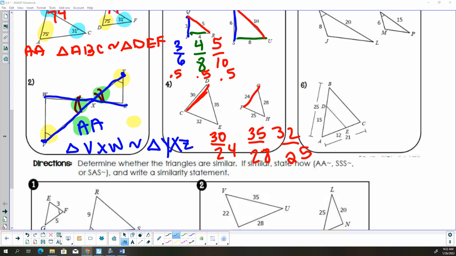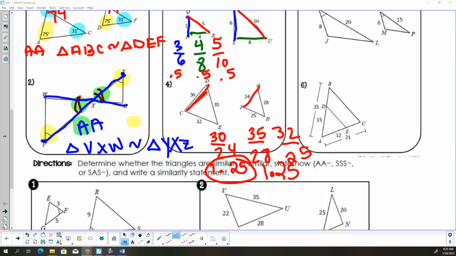All right, with your help, 30 over 24 is 1.25. What about 35 over 28? Oops, sorry, 35 over 28. I got 1.25 as well. And then what about 32 over 25?